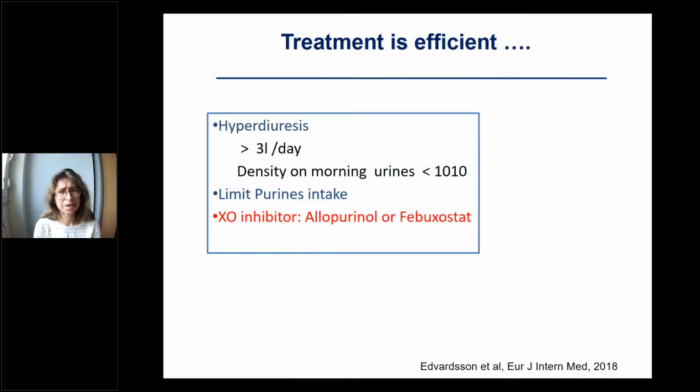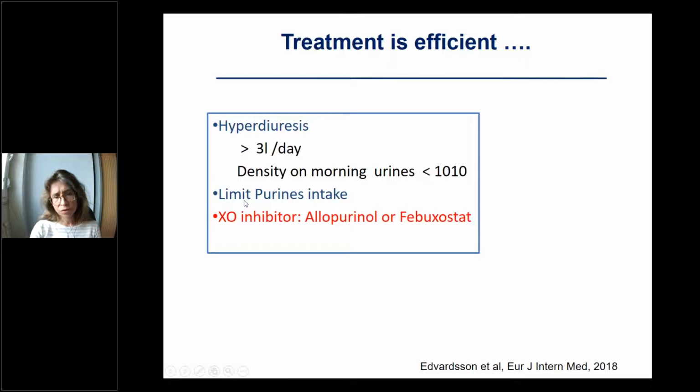The first step in most of the stone disease is hyperdiuresis. It's always a good answer. More than 3 liters per day in adults. And the goal is to have density on morning urines below 1010. And you can ask the patients to have a look at the color of the urines, give the patient some color chart or some dipstick, having a look at the density. So it's very important. Hyperdiuresis is not very easy because it's a treatment that patients have to do every day, but it's very useful in all stone disease.